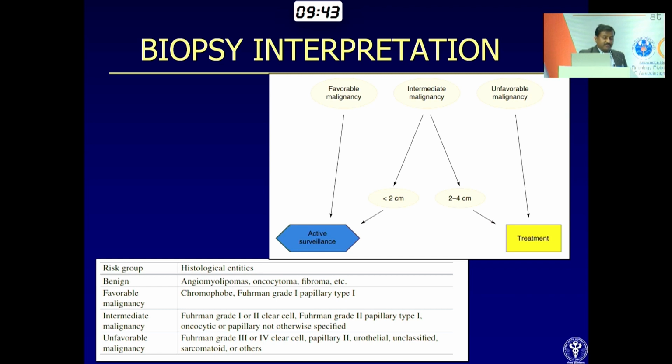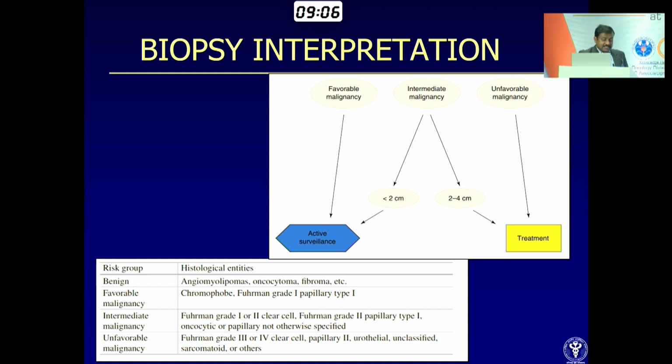The proponents of renal mass biopsy have tried to sub-classify the biopsy findings into 4 different categories. It could be benign, if it is angiomyolipoma, oncocytoma or fibroma, or it could be favorable malignancy when the biopsy finding is chromophobe or papillary type 1 and Fuhrman grade 1, or it could be an intermediate malignancy when there is Fuhrman grade 1 to 2 clear cell RCC or papillary type 1 grade 2 RCC. It is an unfavorable malignancy if there is clear cell Fuhrman grade 3 and grade 4, or it is type 2 papillary or a sarcomatoid variant.